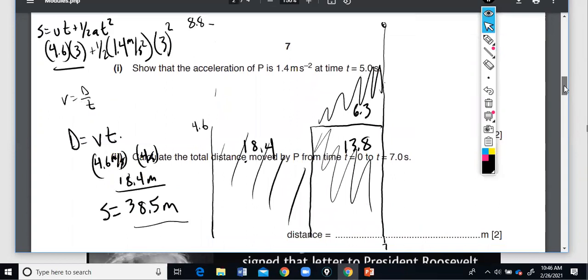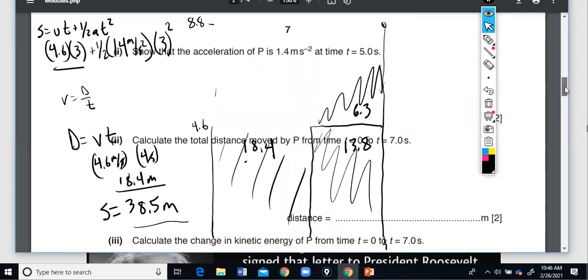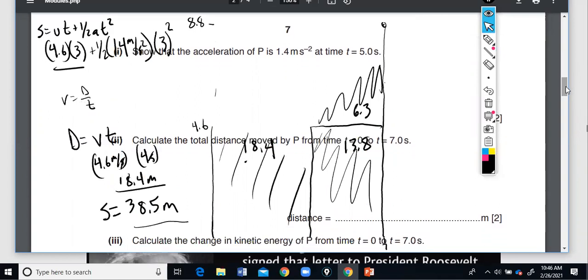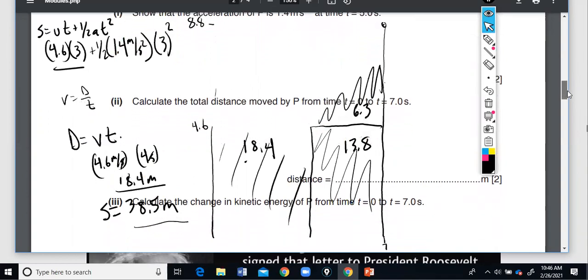So that's part 3. Calculate the total distance moved. I'm going to give it 38.5 meters. Did anybody get that? No? That's a tough one. Okay, keep practicing with it.